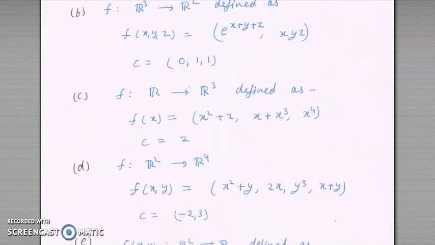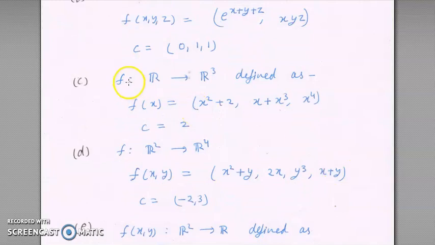Now problem number C: f is a function from R to R^3 defined as f(x) = (x^2 + 2x, x^3, x^4), and c is equal to 2. The fourth question is D: f is a function from R^2 to R^4, f(x,y) = (x^2 + y, 2x, y^3, x + y), and c is equal to (-2, 3).